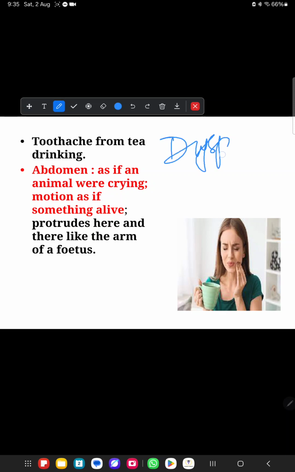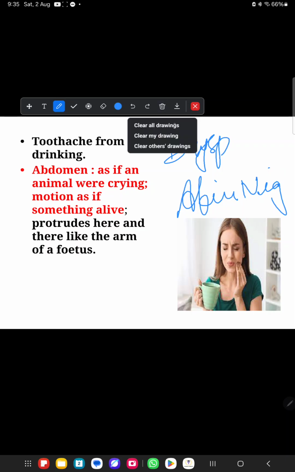Sir, pulsatilla. Pulsatilla, yes, and Abies nigra is there. Okay, so these are the medicines we can think of.